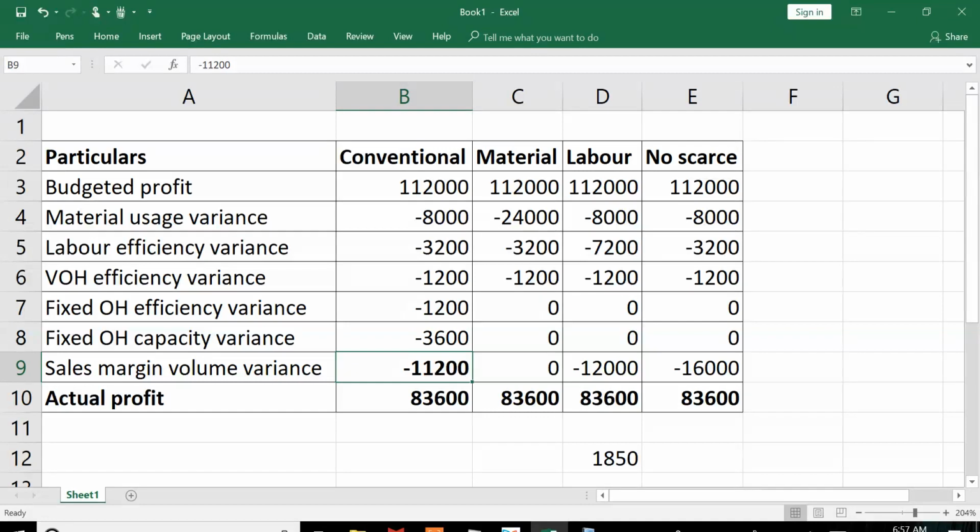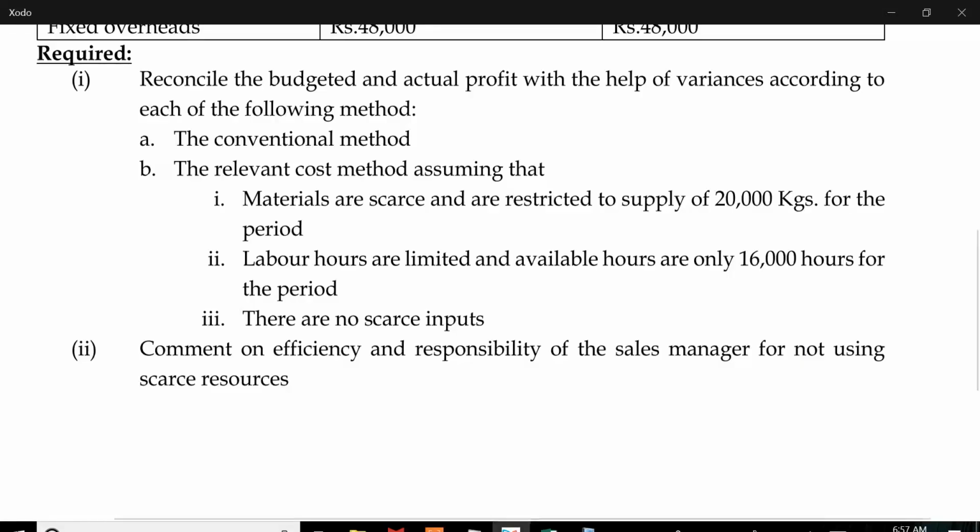So the final thing is all these variances will make someone responsible for it. Someone has to be penalized for it or rewarded for it. And I cannot penalize the salesman in scenario A1. Scenario B1. Scenario B2, partly responsible, partly not responsible. B3 entirely responsible. Clear? Any doubts on this?